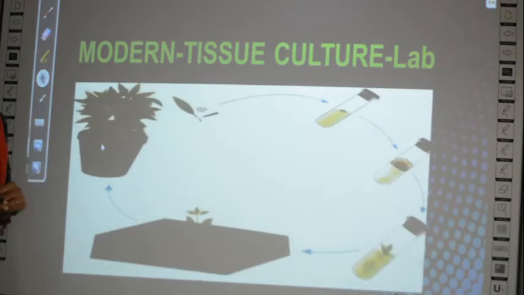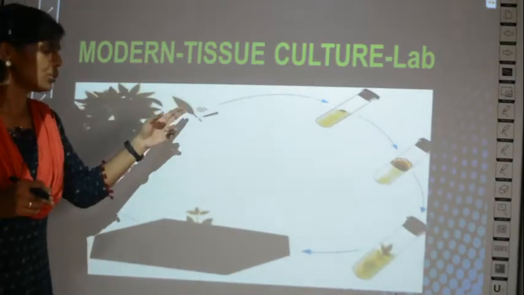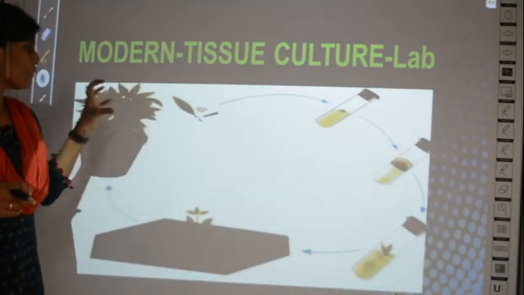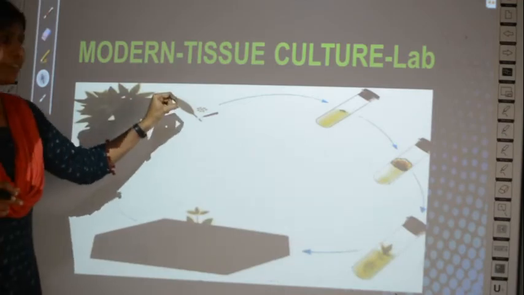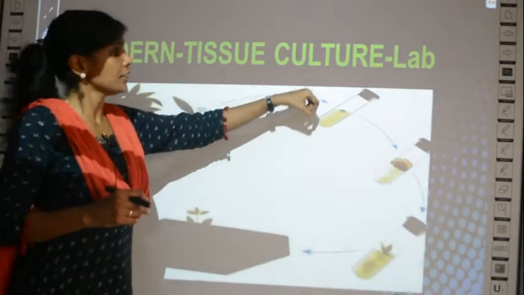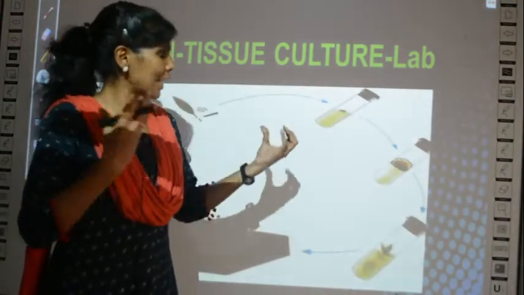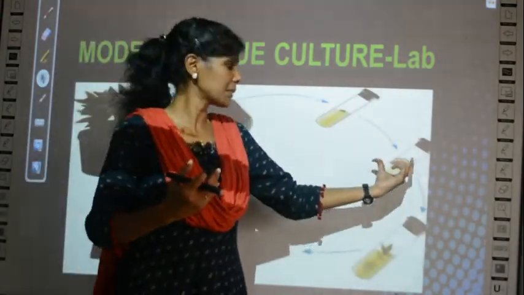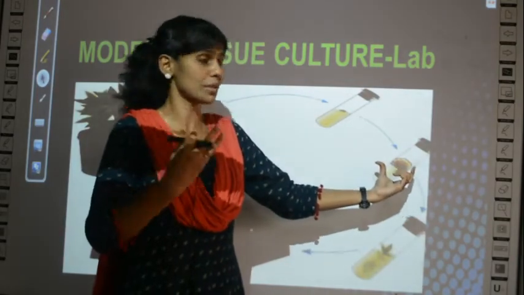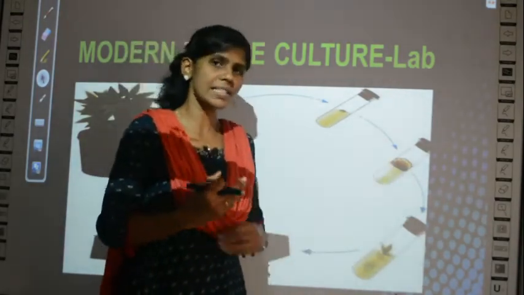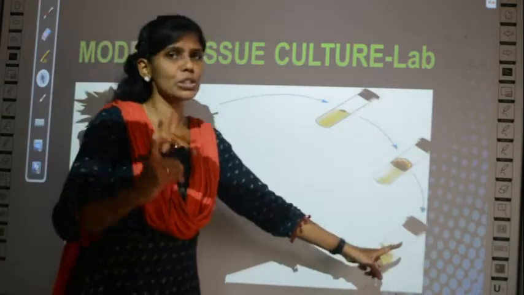What about tissue culture method? In tissue culture method, you cut a portion of a plant. It can be a small portion of a leaf. You put it into a nutrient medium, a nutrient source for the plant to develop. After some days, it will develop a structure called callus, which is a mass of cells, and this callus after some more days will develop into a new plant.